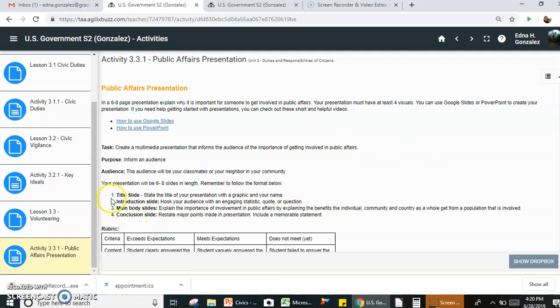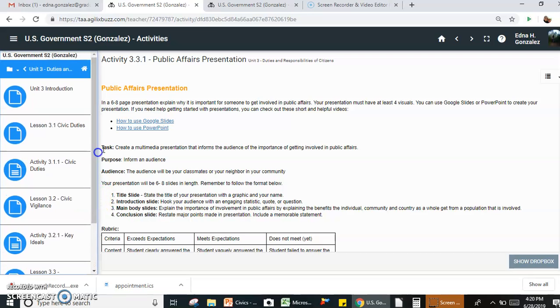Public affairs has been reviewed in this unit, and what you will need to do is go back and review some of the ways that you can get involved in politics and in affairs on the local level or even the national level. So public affairs, again, has to do with your involvement or even a group's involvement with political participation.